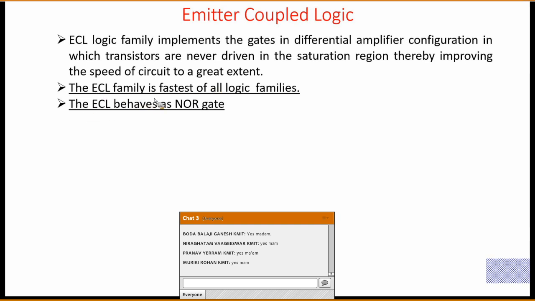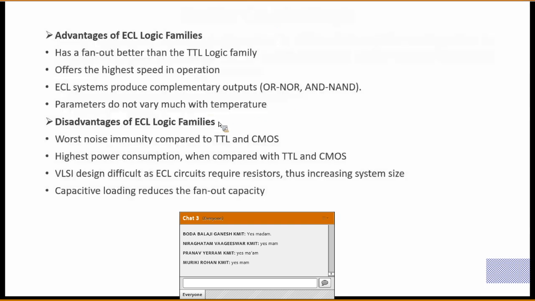The ECL family is the fastest of all logic families, and ECL behaves as a NOR gate. The main advantage of ECL, remember this, is its highest speed in operation. So the fastest of all the logic families is ECL. Remember this point. And the fan out is better than the TTL logic family.